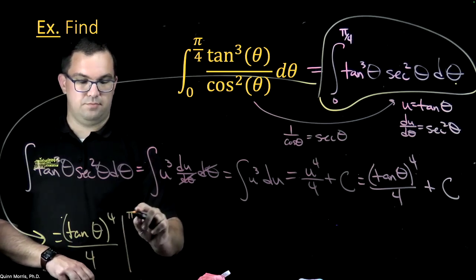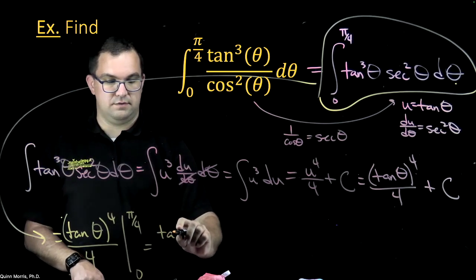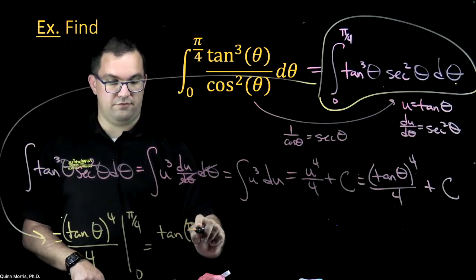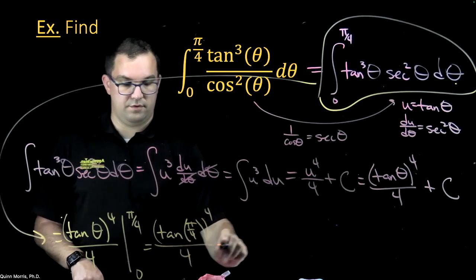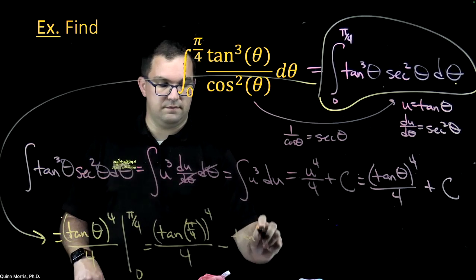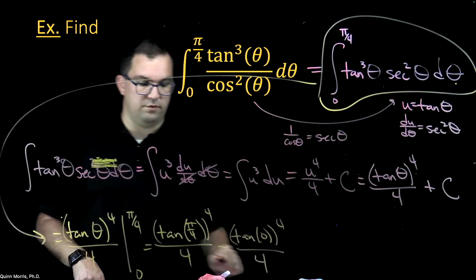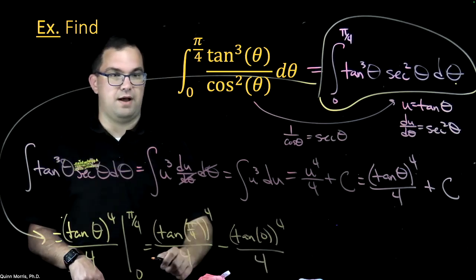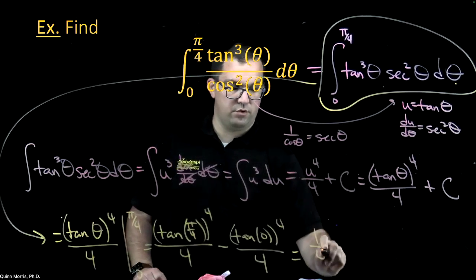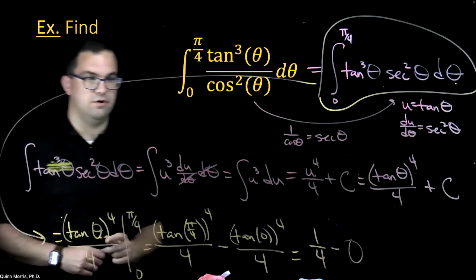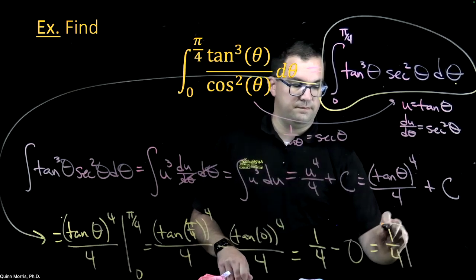And evaluate it at your endpoints and take a difference. So this would be tangent of pi over 4 to the fourth over 4 minus tangent of 0 to the fourth over 4. Okay. Now tangent of pi over 4 is just 1. So that becomes 1/4 minus tangent of 0 is 0. And so my final answer here is 1/4.